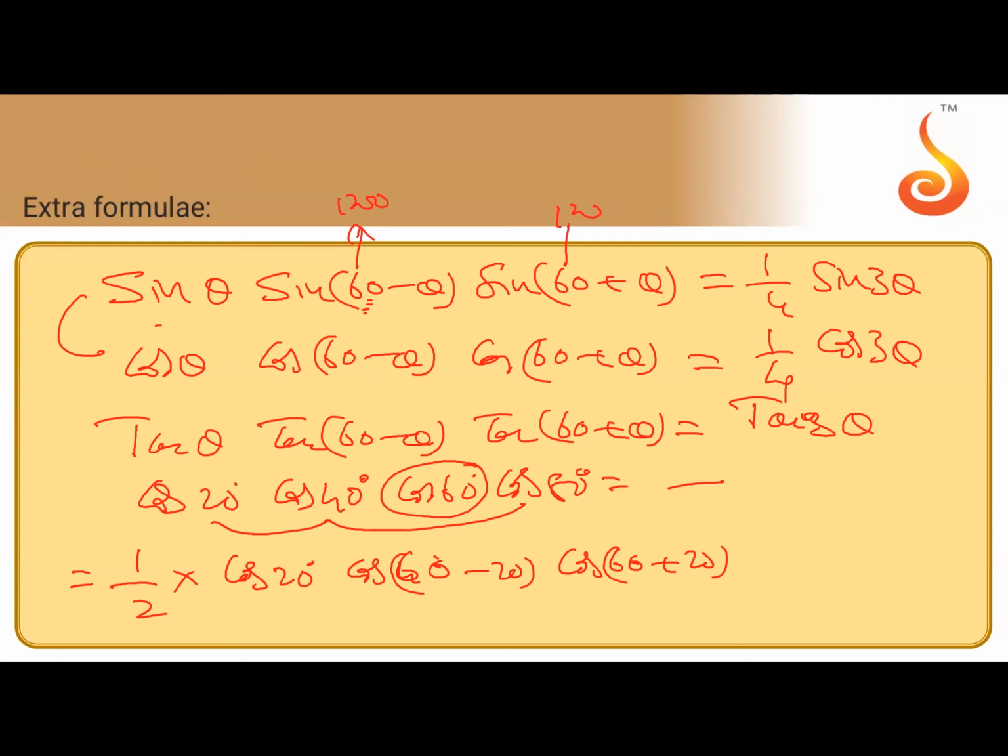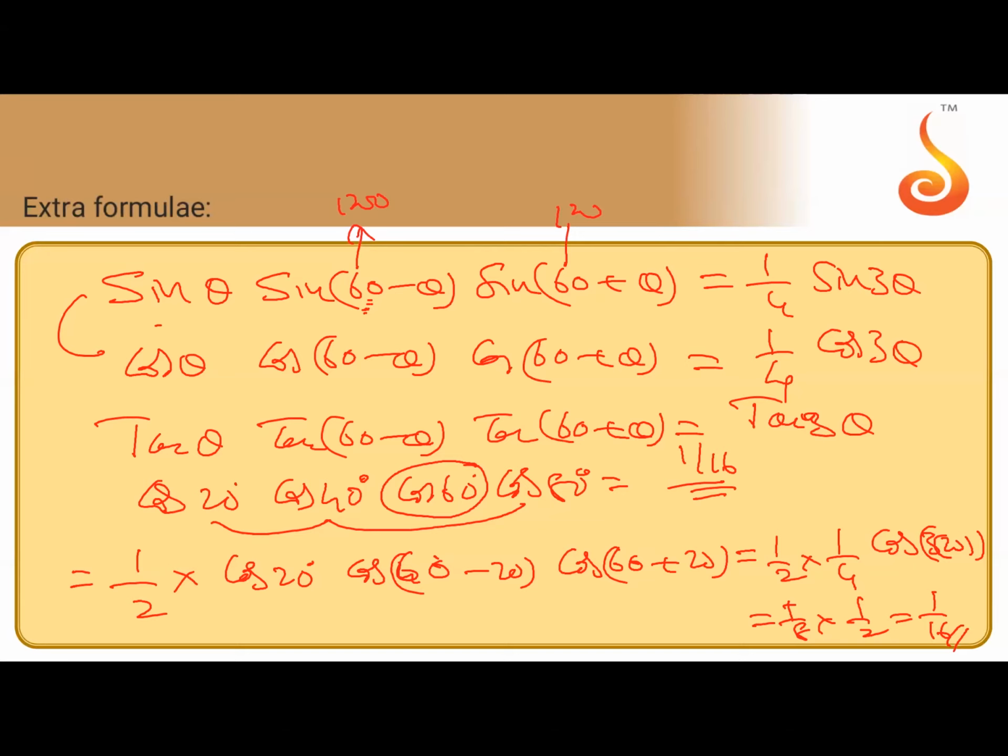Now, very good. 1 by 2 into 1 by 4 cos 3 into 20. So this is 1 by 8 into cos 60. Cos 60 is 1 by 2. The final answer is 1 by 16. The answer will be 1 by 16. Do it slowly, don't worry.